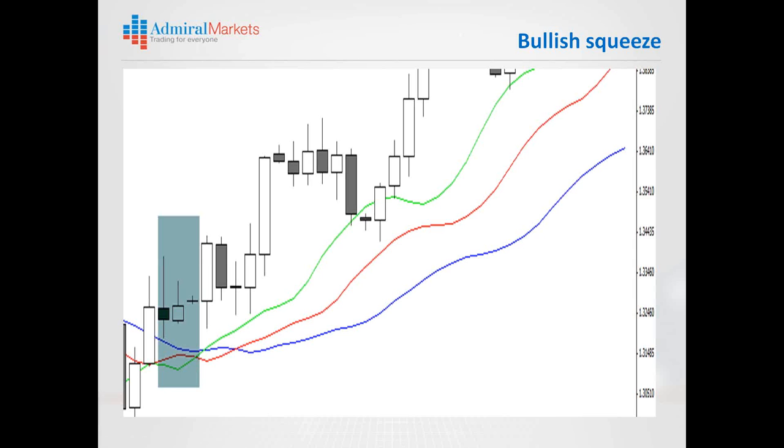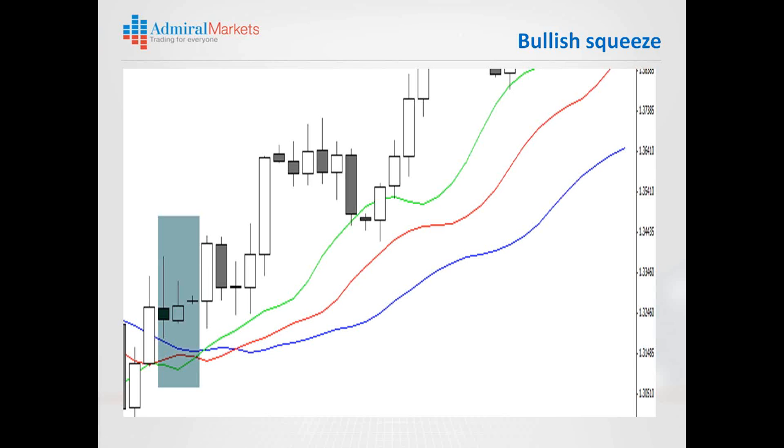Into a bullish squeeze. So this is one, guys, of the secrets. There are not many examples you can find over the internet on bullish squeeze. I don't think that any of you heard of this prior to this webinar. So concentrate on this pattern, especially if you trade on higher time frames. It can be most rewarding.